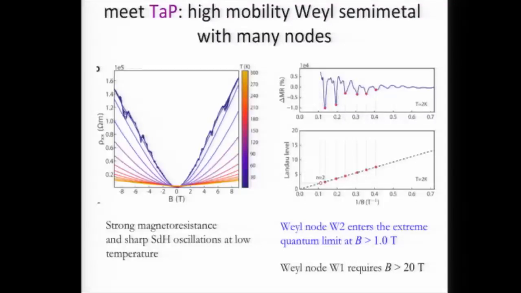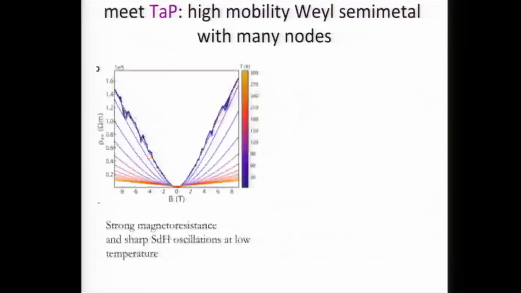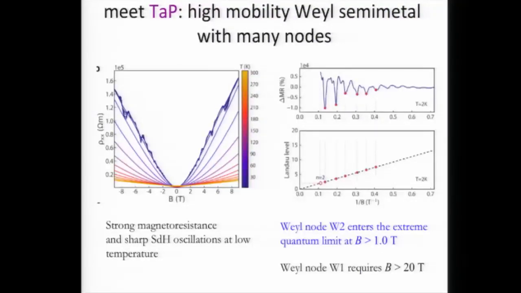And what it comes down to is that in the samples that they studied, the chemical potential happens to be closer to the Weyl node W2, and in fact only, say, 2 to 3 millivolts away. And if you make an estimate, you find that the carriers in this Weyl node W2 enter the extreme quantum limit already starting at about 1 Tesla. So already at 1 Tesla, you start to see the physics we care about. Unfortunately, it's further away from the Weyl node W1 and seems to require as much as 20 Tesla, and we're not quite there yet.